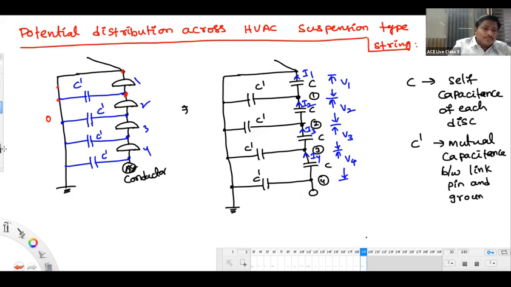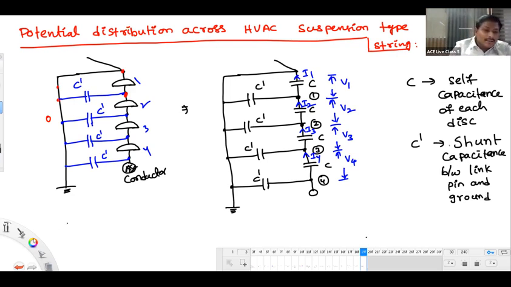Not mutual, it's not mutual. Sorry, I'm really sorry, it's not mutual. You call it a shunt. Mutual will give a different meaning here. You call this one a shunt. Kindly modify that. Don't call it mutual. Please call it shunt. Shunt capacitance existing between link pin and the ground, or link pin and the tower, or metal link and the tower. All the terms will be the same.